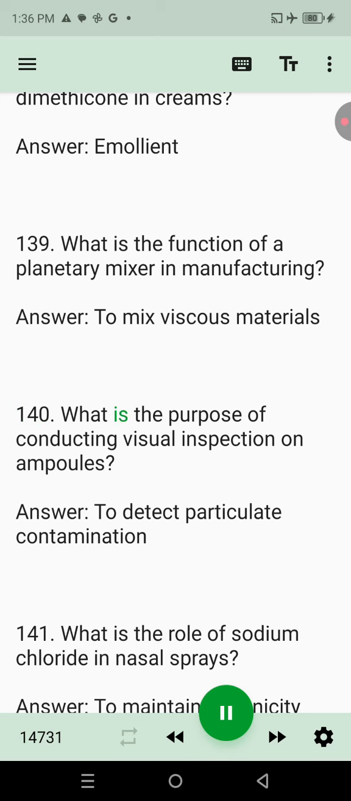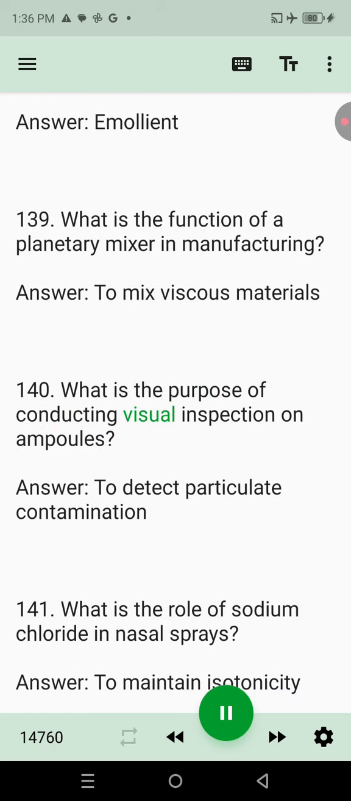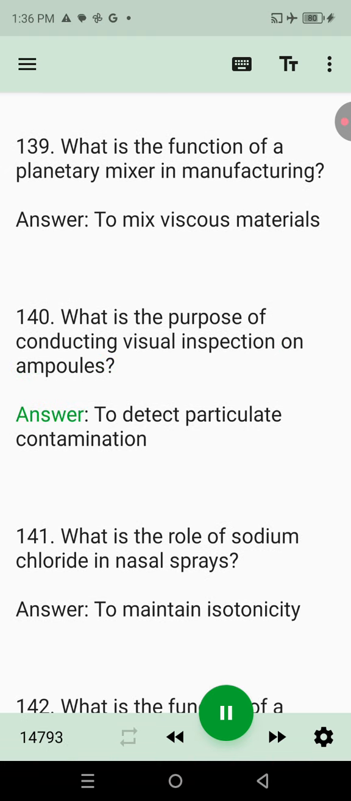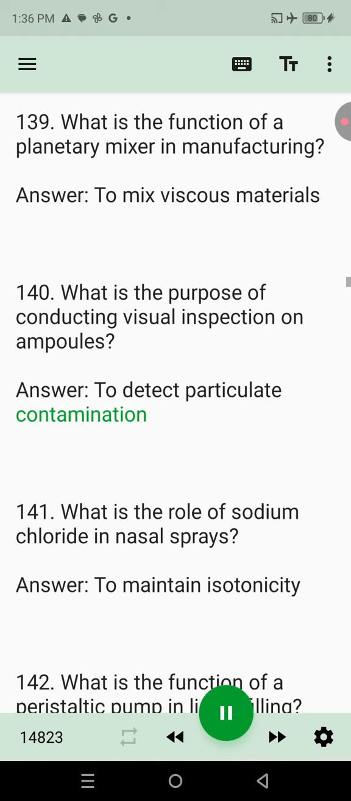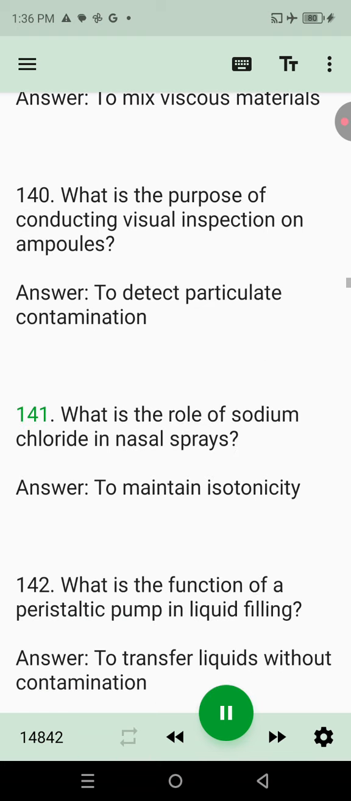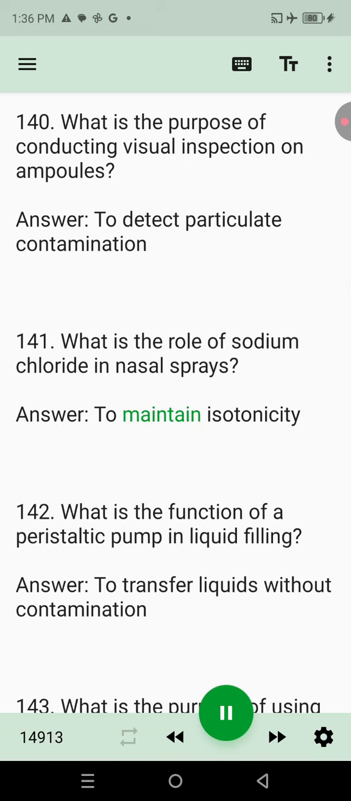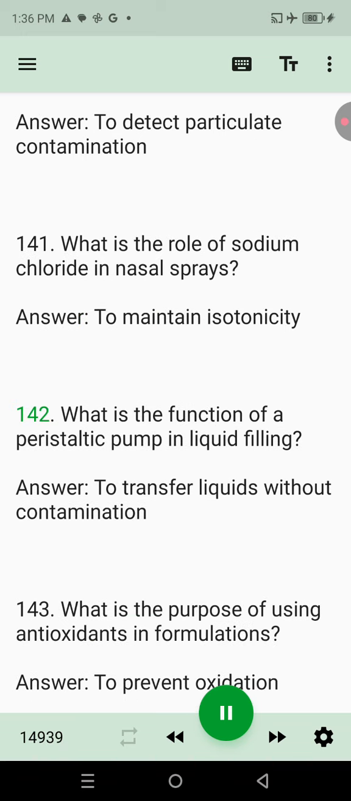140. What is the purpose of conducting visual inspection on ampules? Answer: to detect particulate contamination. 141. What is the role of sodium chloride in nasal sprays? Answer: to maintain isotonicity.